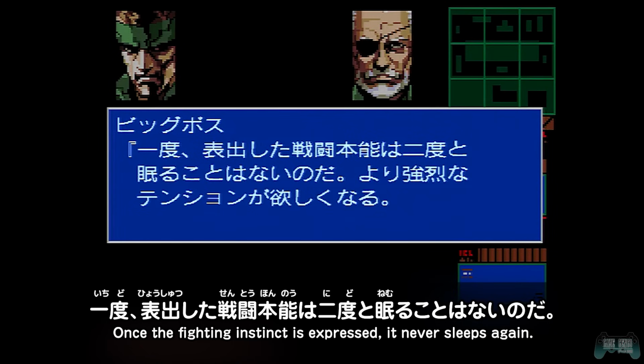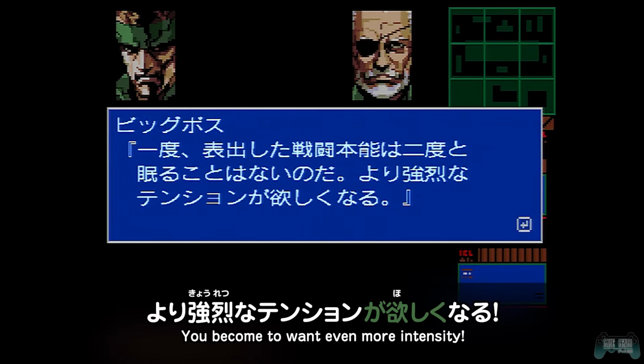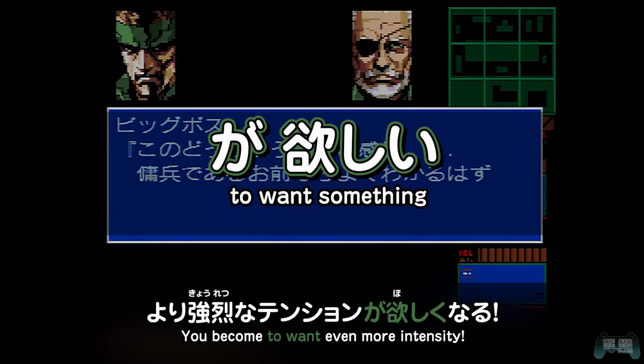一度表出した戦闘本能は二度と眠ることはないのだ。より強烈なテンションが欲しくなる. Another example using the subject marker, now used with 欲しい to want something.